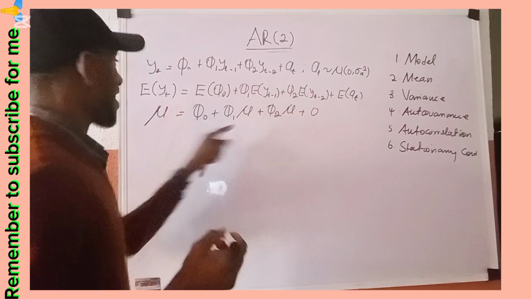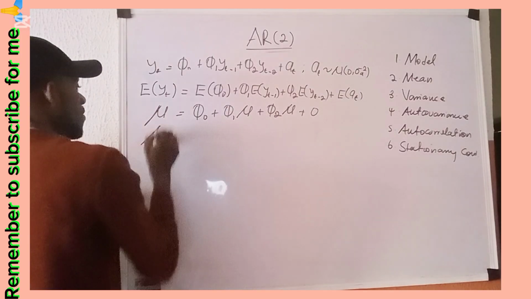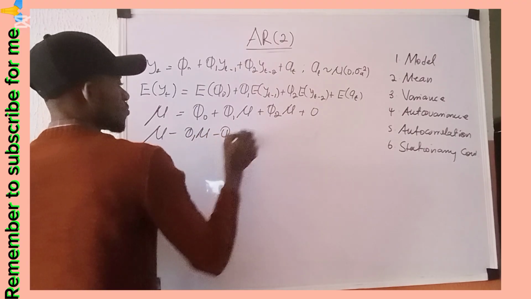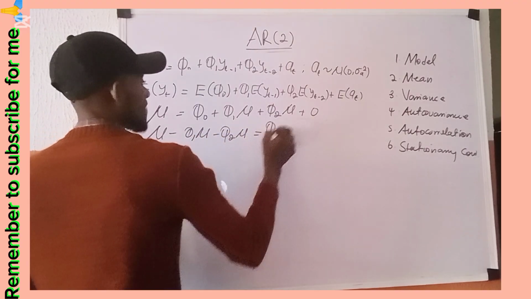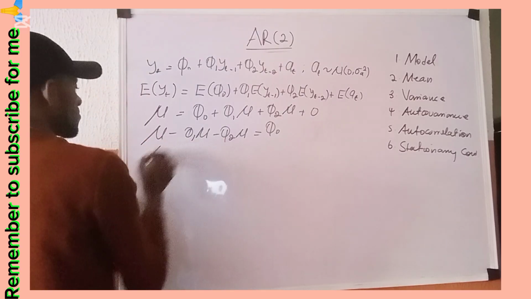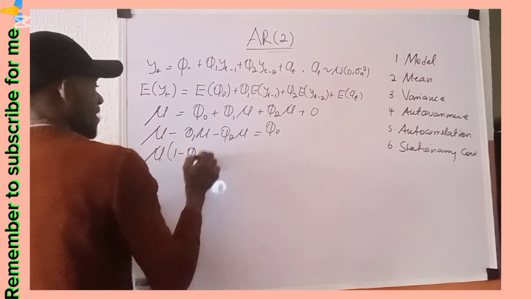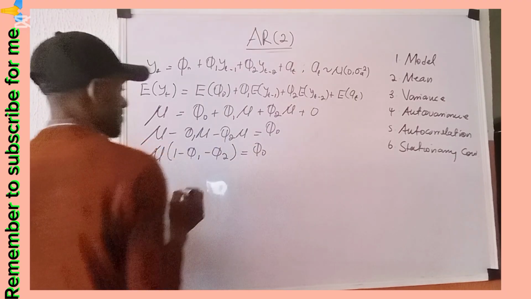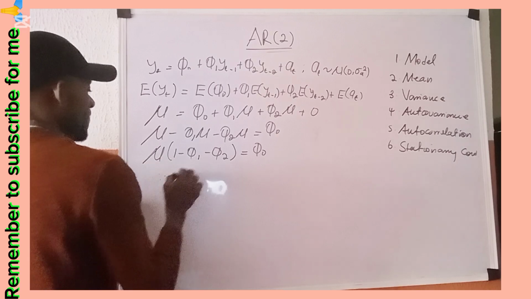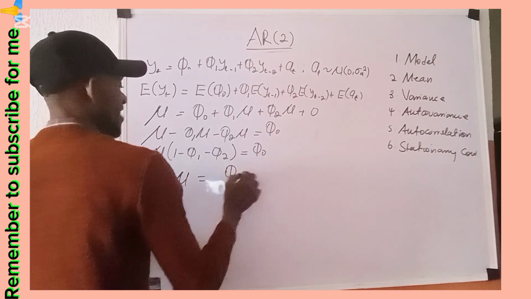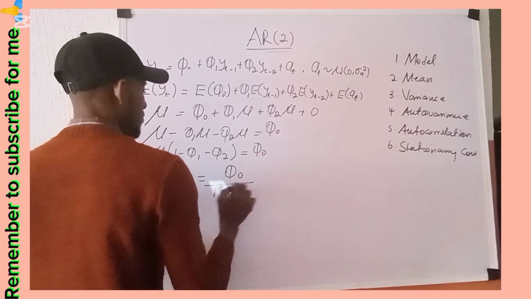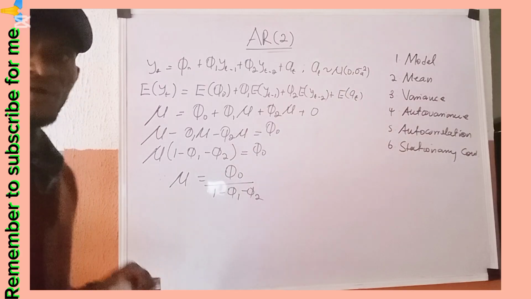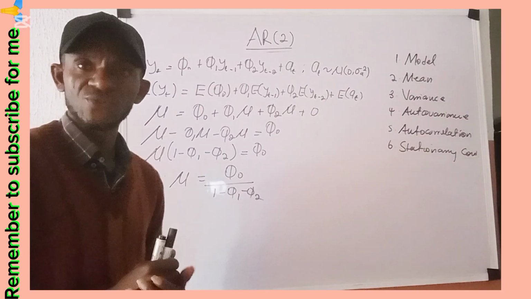So I bring all the terms that contain mu to the left, and I have mu minus phi 1 mu minus phi 2 mu is given as phi naught. I factor out my mu into 1 minus phi 1 minus phi 2, close it, this is equal to phi naught. Making mu stand alone, my mu is given as phi naught over 1 minus phi 1 minus phi 2. And this becomes the mean of the autoregressive model of order 2.